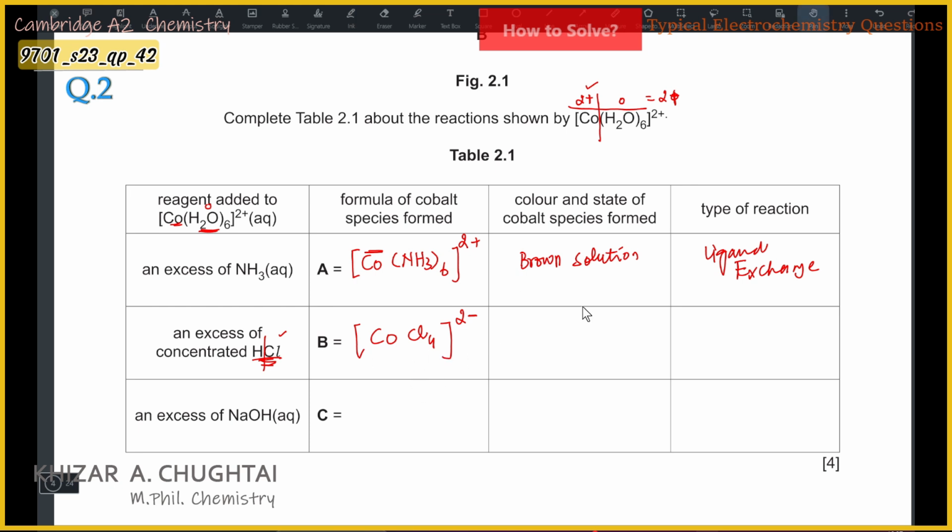So this is the complex, and what will be its color? Its color will be blue. Again, it's water soluble because it is an ion, and a blue solution. Next one, what is happening once again? H2O has been replaced by Cl negative ion. So again, it's a ligand exchange.